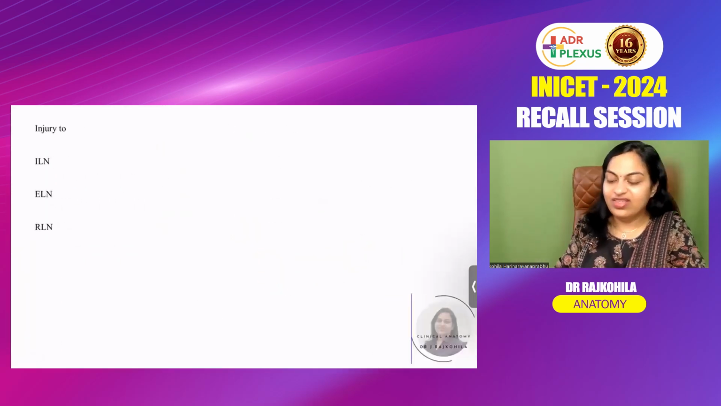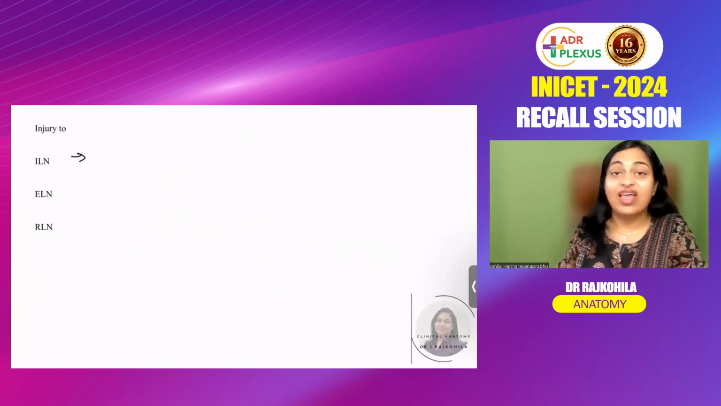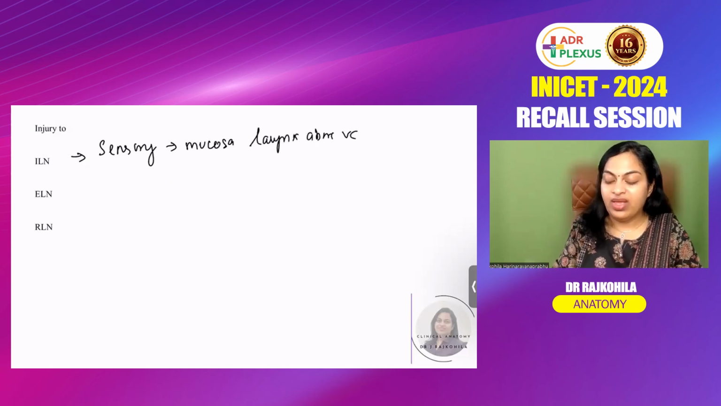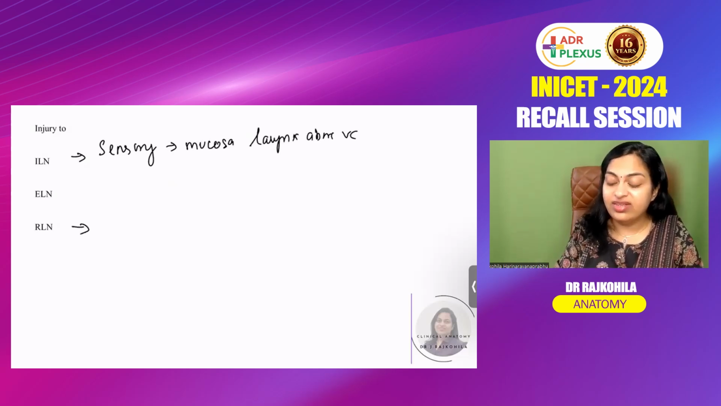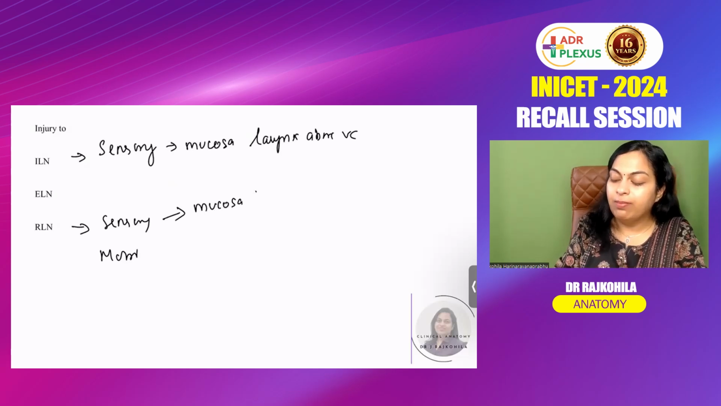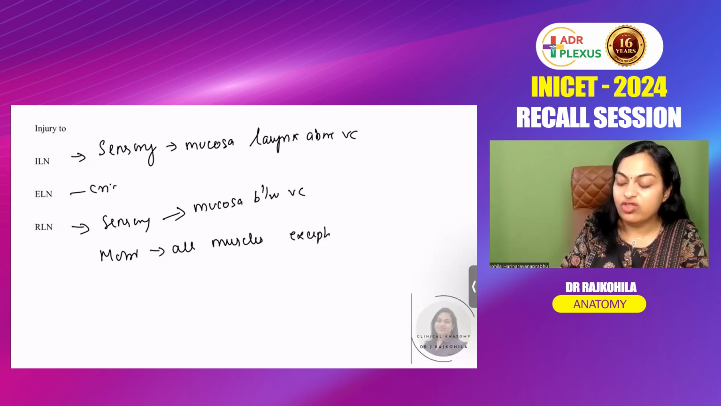And yes, just a quick discussion of these three nerves. Internal laryngeal nerve is entirely sensory. It supplies the mucosa of the larynx above the vocal cord, right? And recurrent laryngeal nerve is sensory and motor. Sensory to the mucosa of the larynx below the vocal cord, and motor to all the muscles of the larynx except the cricothyroid. We have seen about the external laryngeal nerve.